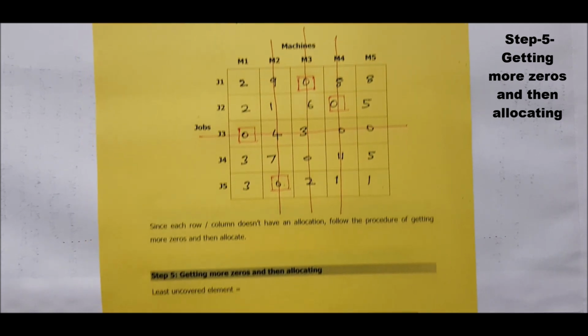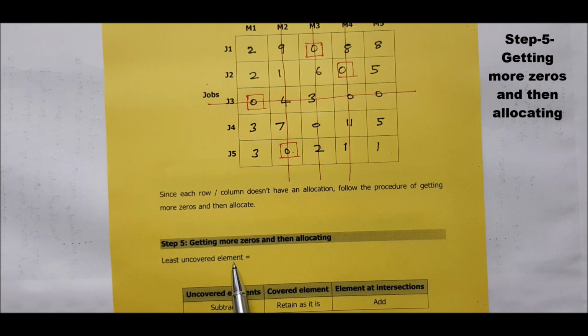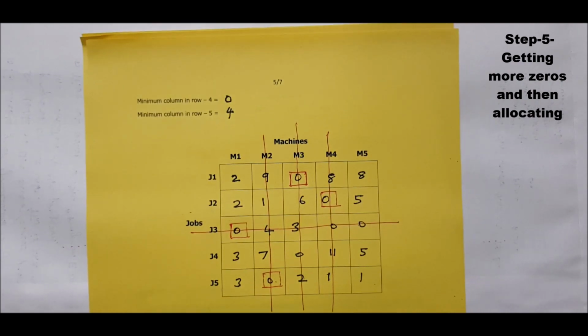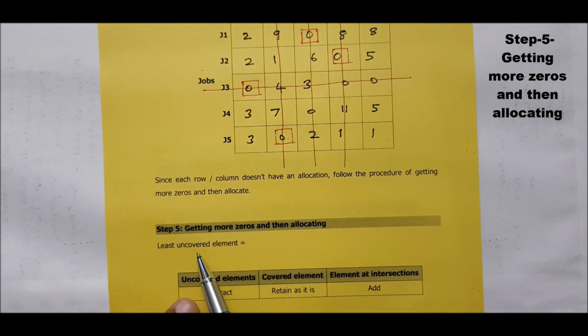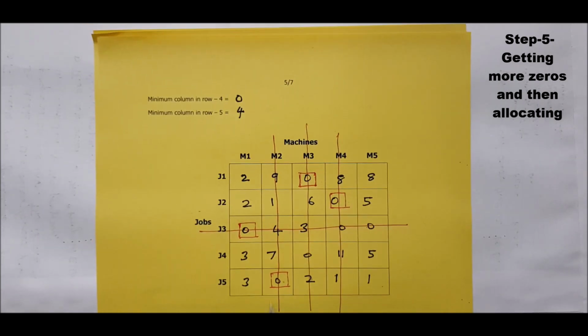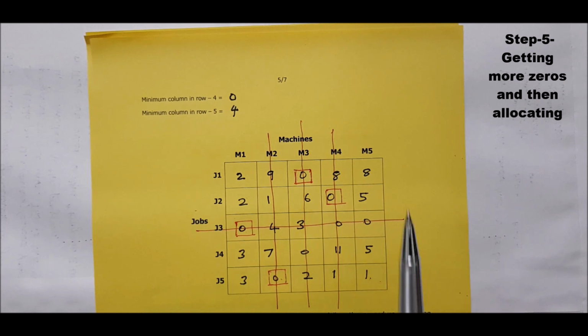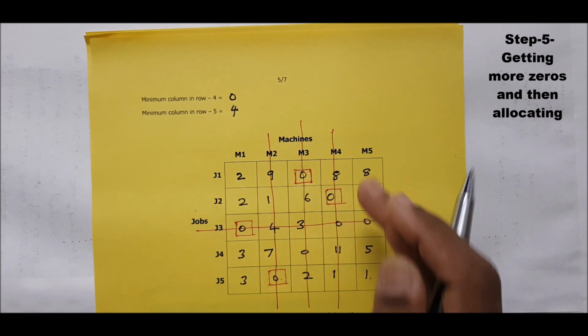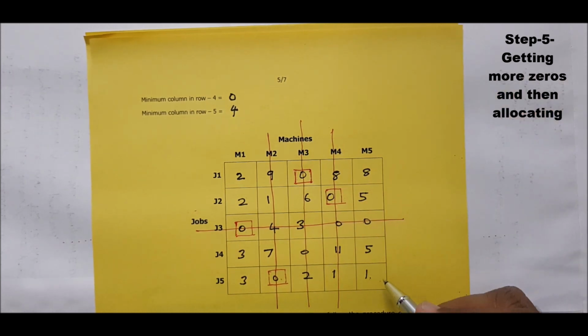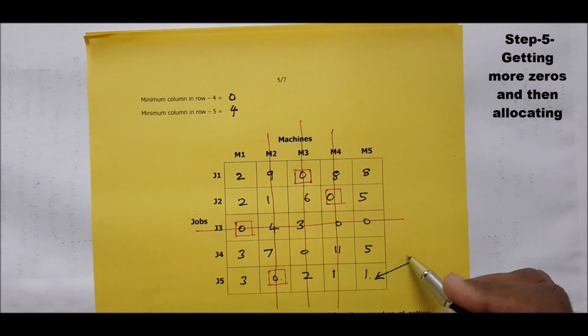Now what has been asked in this problem? Find the least uncovered element. If you see the least uncovered element, it is 2. We will see whether there is something less than 2. Yes, there is 1. Definitely it will not be 0, it will be any value other than 0. So you have a least element. If 2 ones are coming, you can take any one. So this is the least uncovered element.